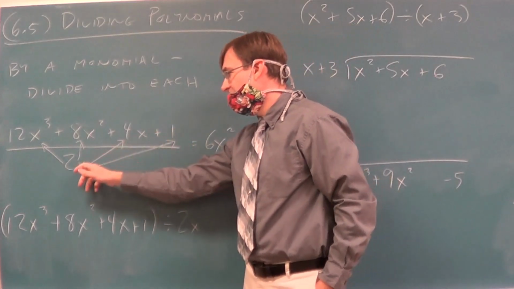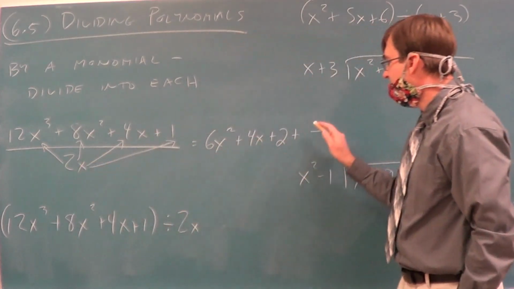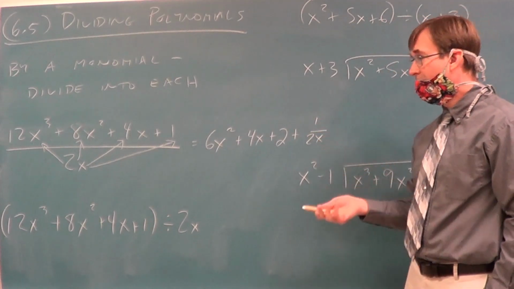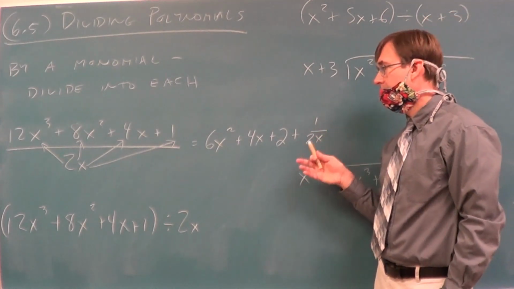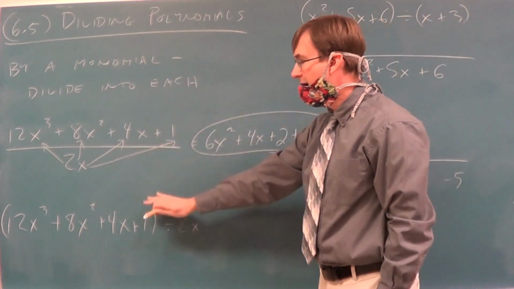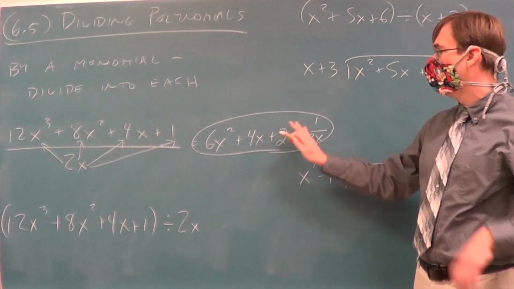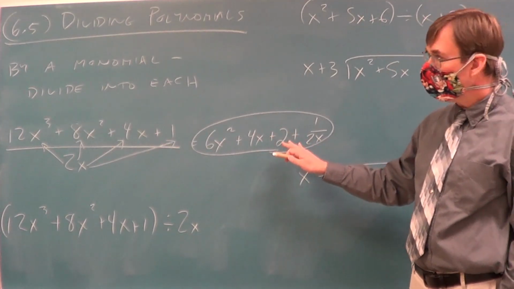And for this last piece, if you can't divide ever, just make a fraction. Put 1 on top of 2x. If that would simplify a little bit, simplify like we did the other ones, but if it doesn't, just leave it alone. But that's what we would do for an answer on that. If we're dividing by a monomial, just divide into each thing. If it doesn't go, reduce like perfect.